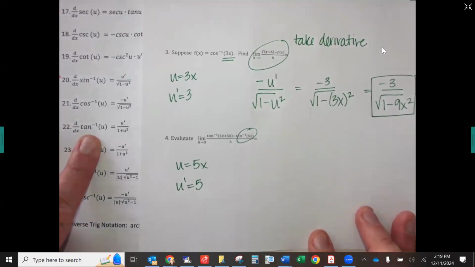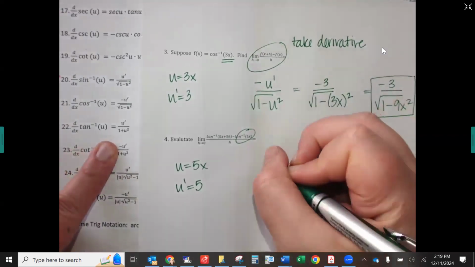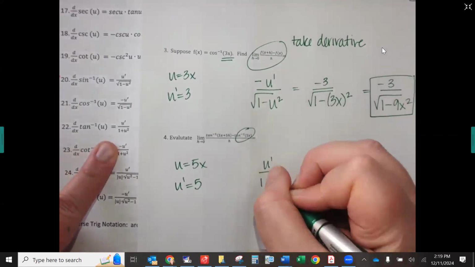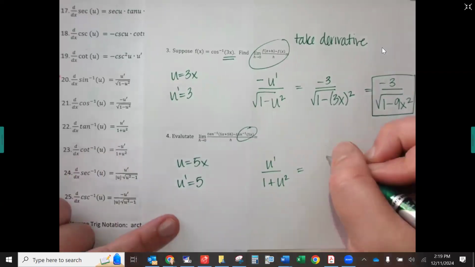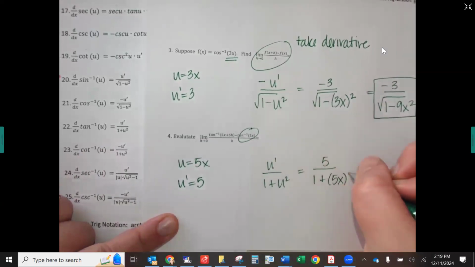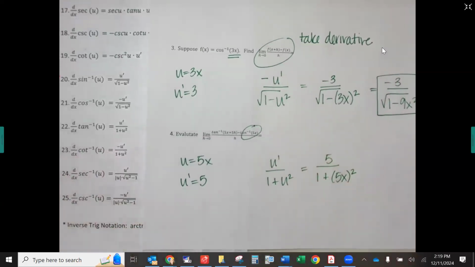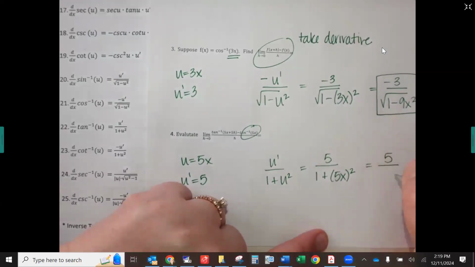22. So 22 is right here. It says u prime over 1 plus u squared. So then in this case, it would be 5 over 1 plus 5x squared. And then remember, when you square this, make sure the 5 and the x both get squared. So it would be 5 over what? 1 plus 25x squared.